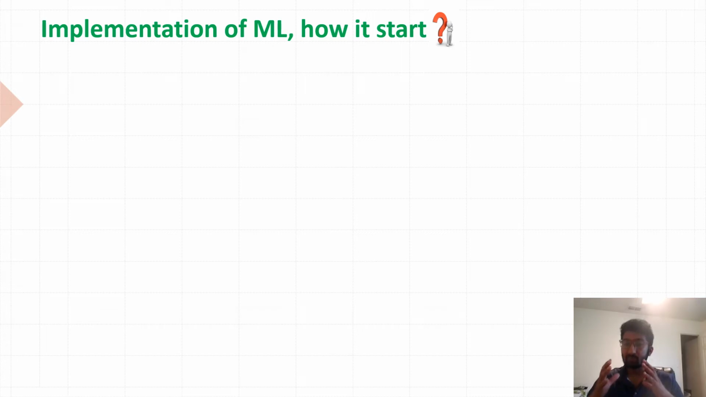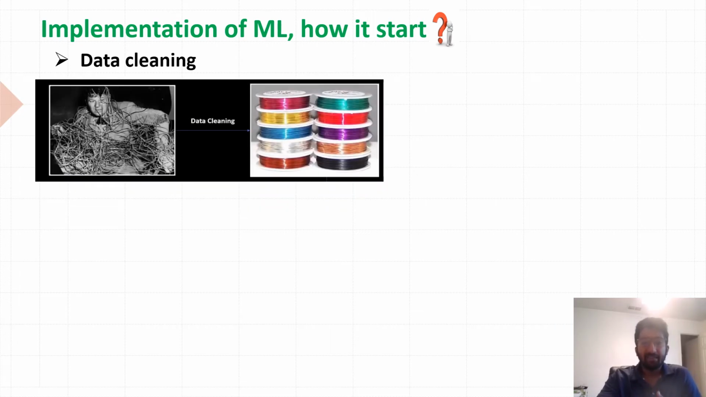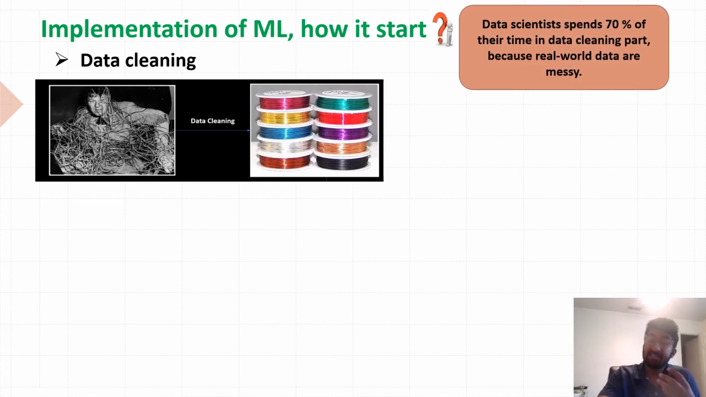So we measure the data we need, and the second step is data cleaning, which is one of the important steps in a machine learning algorithm. The data we get from those instruments that I just talked about is very messy, something like this guy stuck in a wire. So data cleaning is a very important step in a machine learning model. Normally, data scientists spend 70% of their time cleaning the data because real-world data is messy.